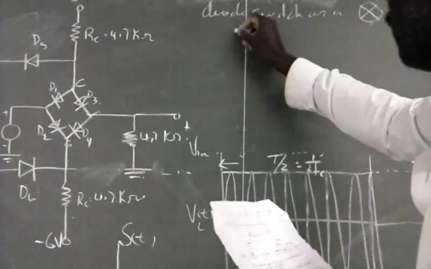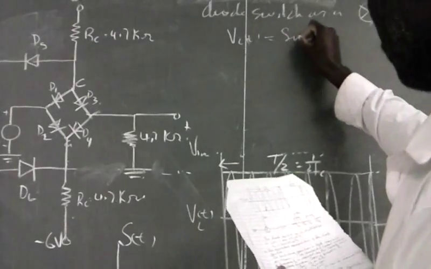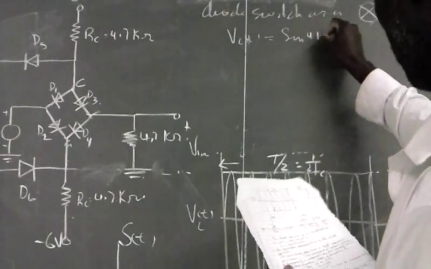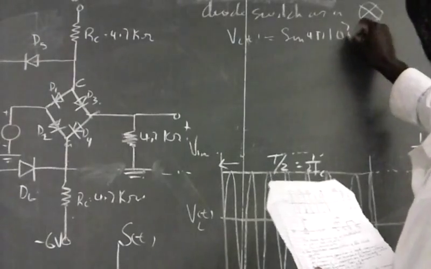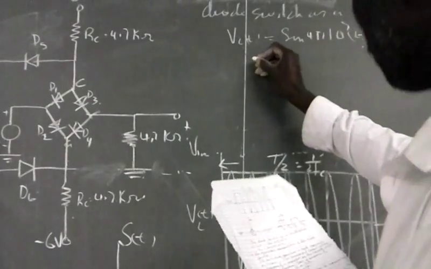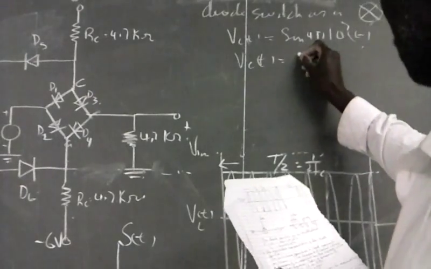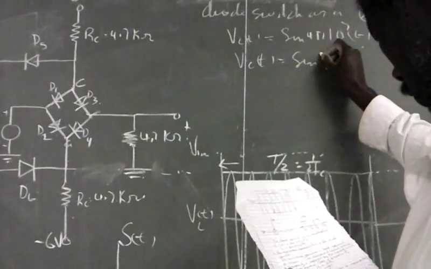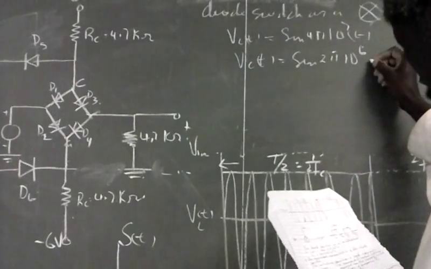We have now Vi of t equals sine 4 pi 10 to the 7, and Vc of t equals sine 2 pi 10 to the 6.